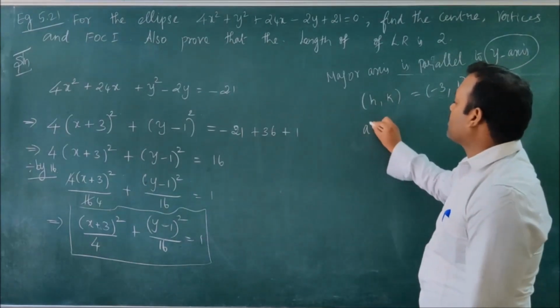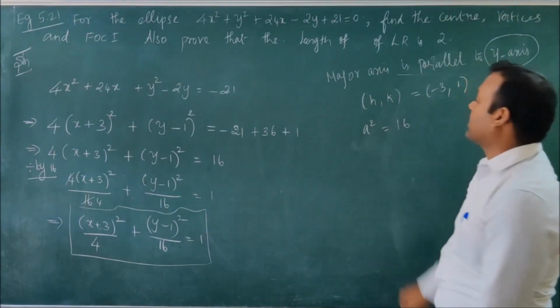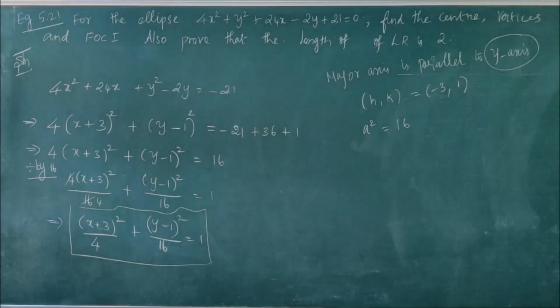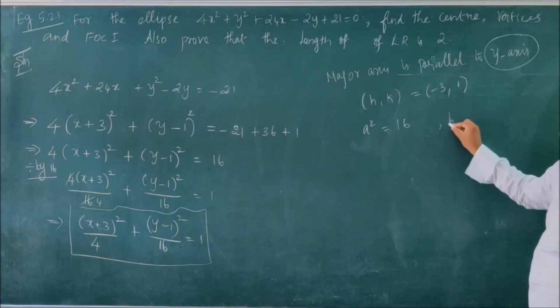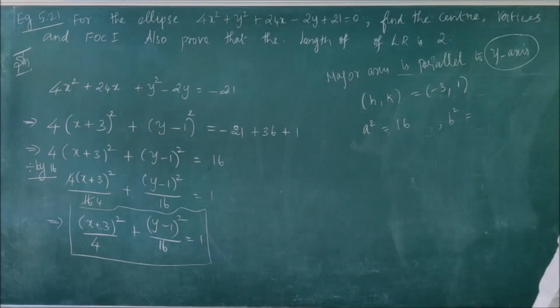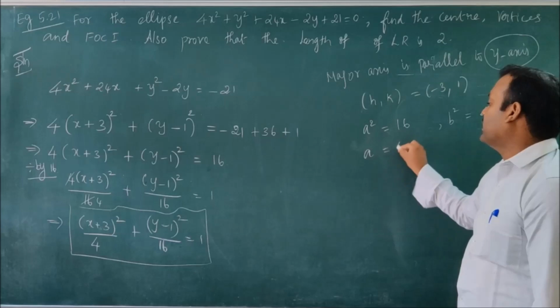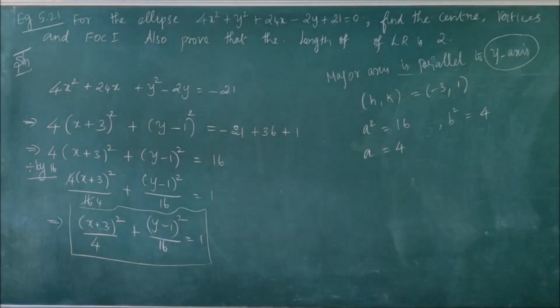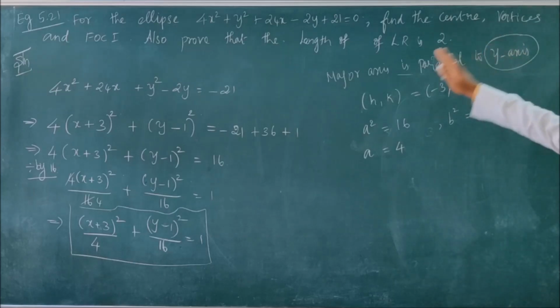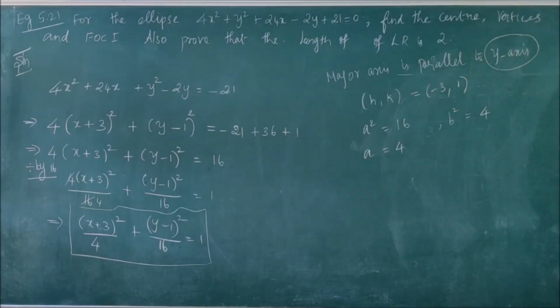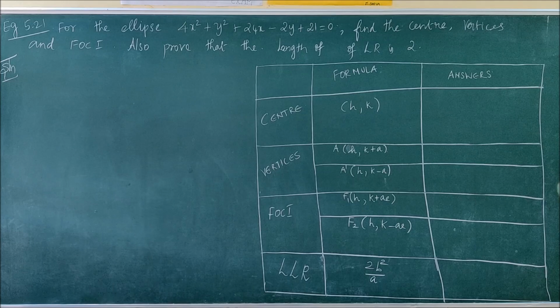Next we are going to write a square. The greater number is a square. So a square equal to 16. And the other number, b square, is equal to 4. From which you can find the value of a, which is equal to 4. Okay. Here you are not asked to find the eccentricity, but okay.